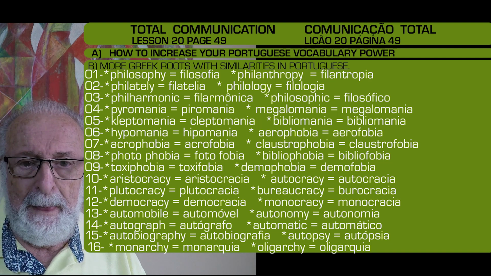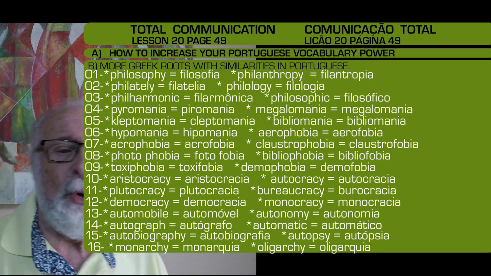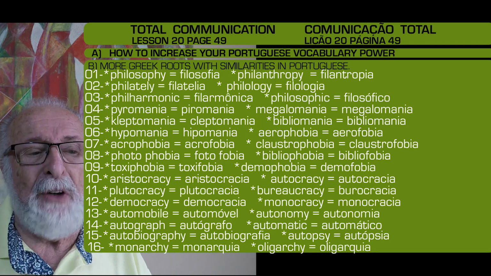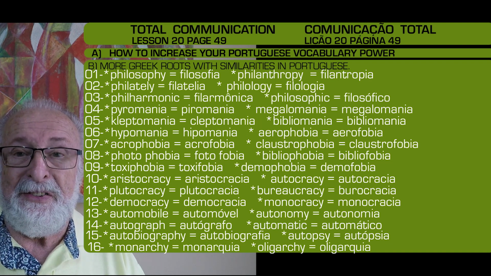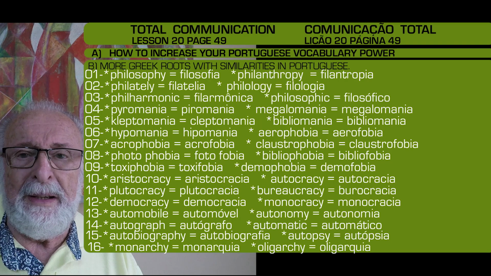Okay? So these words give you an idea of how similar English and Portuguese are. They are similar due to these roots in Latin and Greek, especially, right? So in terms of different words, you're going to have 32%, because 68% is Latin and Greek, and 32% are other words that come from the Anglo-Saxon language. So it helps you to increase your vocabulary power.